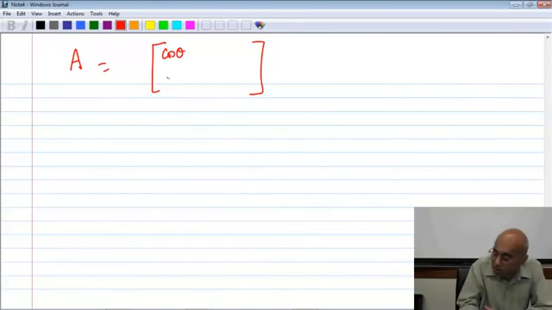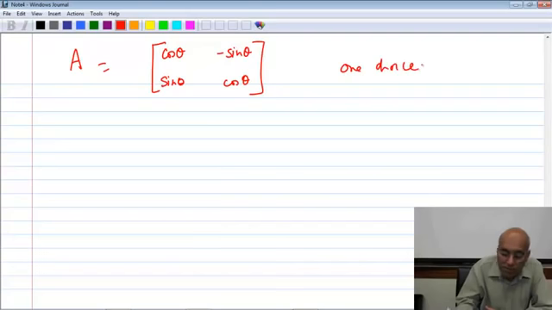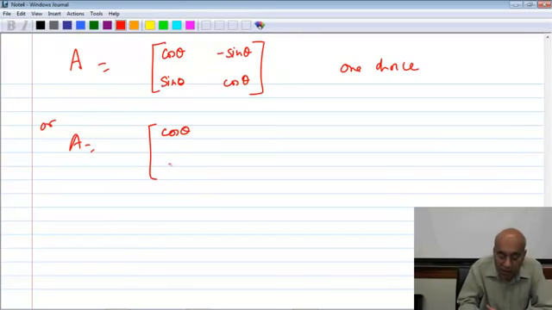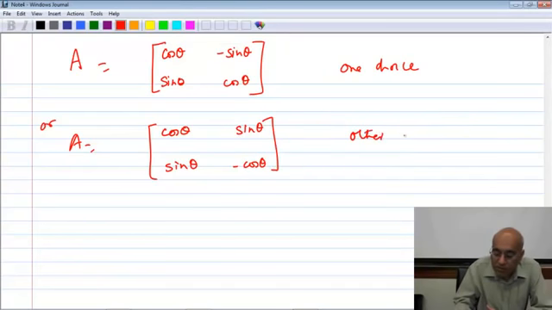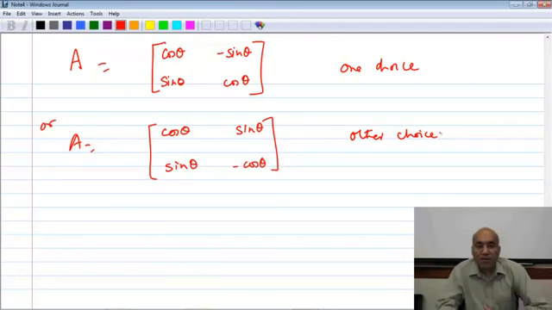This is one choice: cosine theta, sine theta, minus sine theta, cosine theta. Or A is cosine theta, sine theta, sine theta, minus cosine theta. This is the other choice. And that is it. The matrix A as an orthogonal matrix in two dimensions can be only these two forms.